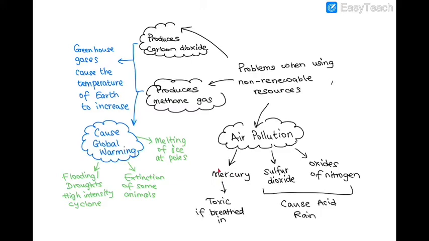So mercury is very dangerous if breathed in by organisms. Sometimes the mercury is going to deposit in lakes or rivers and is going to be ingested, that is eaten, by the aquatic animals, so it's going to be toxic for them. Sulfur dioxide and oxides of nitrogen are gases that cause the rainwater to become acidic. When the rainwater becomes acidic, it damages buildings, it damages plants, and it's going to cause environmental issues.